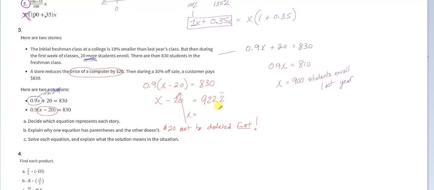So $942.20 was the price originally, and that answers C for that one. So that was the price of the computer in the first place, and this is how many students were enrolled last year. And that finishes up question number 3.